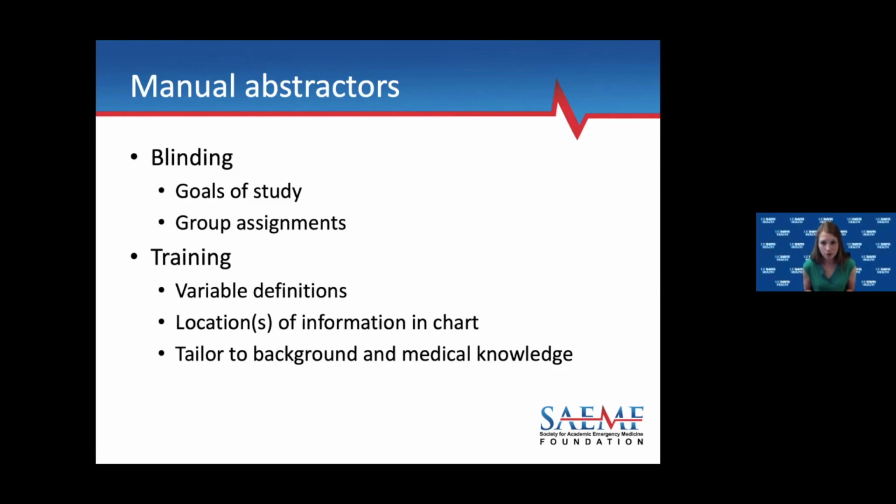Really sit down, thoroughly review the data collection form and the variable definitions, specify where in the chart to find specific information, particularly when the abstractor needs to look in multiple places to find the same piece of information. And then really tailor that training to the abstractor's background and level of medical knowledge. The training I do with a resident or even a junior faculty member is very different than the training that I would do with a first-year medical student.